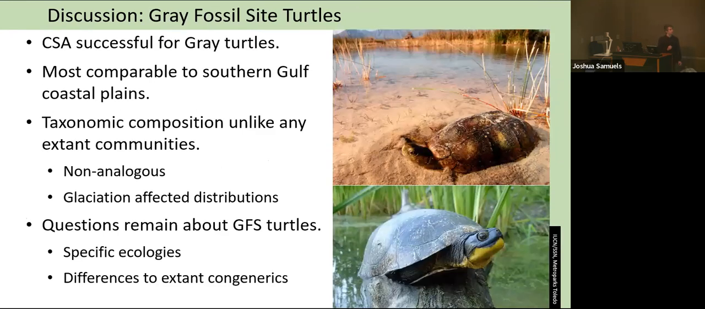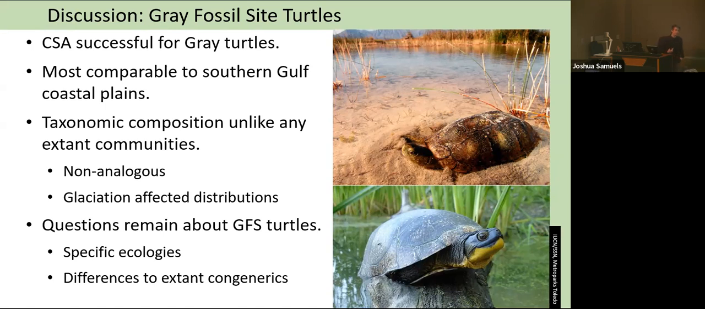Now, what does this say about the Gray fossil site? Well, community structure analysis of turtles at Gray was successful. We were able to show that the turtles at Gray did have a distinct ecological composition different from the turtles that exist here today. And they're more similar to those southern Gulf coastal areas. So the Texas, Louisiana Gulf coastal plains has the most similar ecological composition of turtles to what the Gray fossil site had.